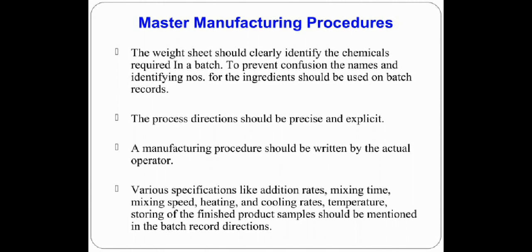To prevent confusion, the names and the identifying numbers for the ingredients should be used on batch records. The process direction should be precise and explicit. A manufacturing procedure should be written by the actual operator. Various specifications like addition rate, mixing time, mixing speed, heating and cooling rates, temperature, storing of the finished products, sample should be mentioned in the batch record direction. So this is all about the master manufacturing procedures.